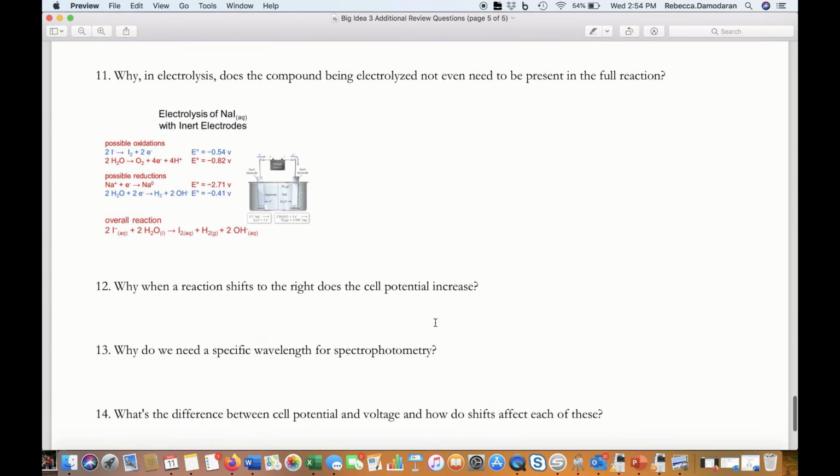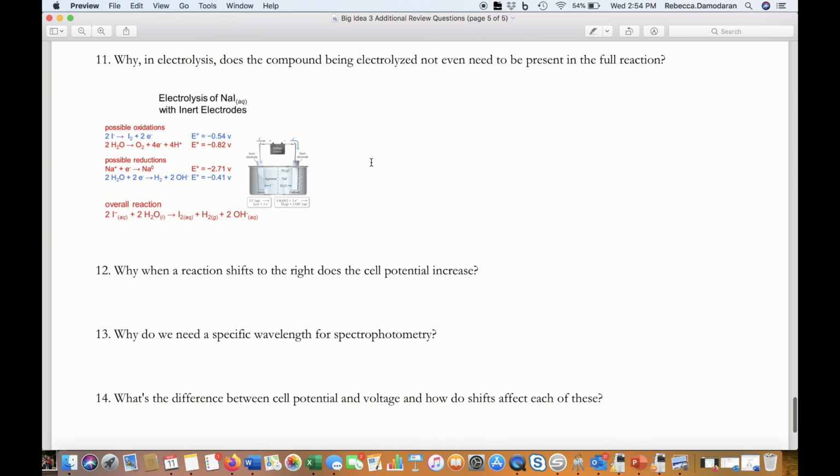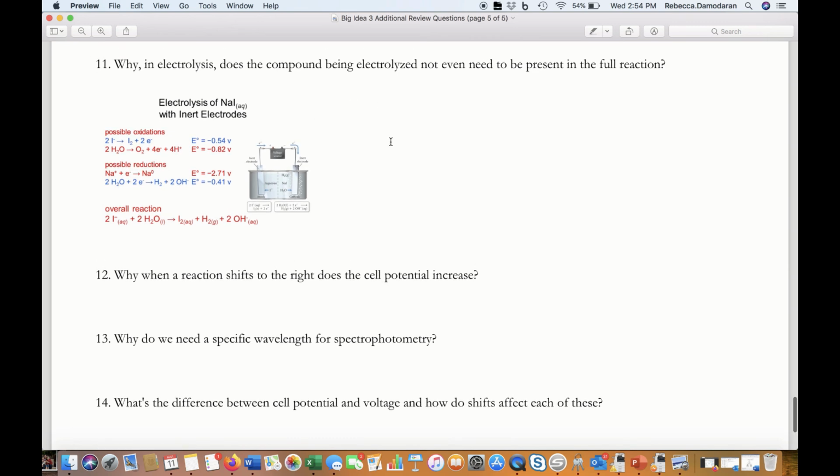For 11, why in electrolysis does the compound being electrolyzed not even need to be present in the full reaction? So, for example, for NaI, when you show the electrolysis for this, keep in mind your reactants are going to be I-, water, Na+, and H2O. So your possible oxidation reactions are these 2. Your possible reduction reactions are these 2. So notice you didn't even need Na+ in order for this electrolysis reaction to occur.